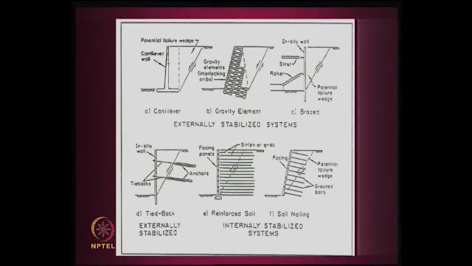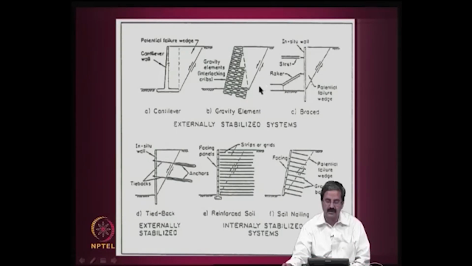Some examples of externally stabilized soil systems: we are familiar with cantilever walls or even gravity walls like this, where you have a potential failure surface, and then you design the retaining wall for the weight of the soil here, and the earth pressure acting here. Otherwise, we have braced excavations. This is a failure soil mass, and we put some sort of braces, like you must have seen when digging for pipelines.